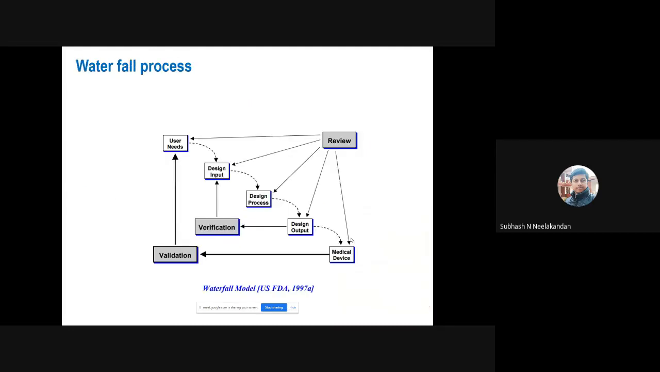Moving to the next one, we already discussed the waterfall process. So just to conclude it, it starts with user requirements, which are dictated by the clinical team, the regulatory team, statutory requirements, and business requirements. Followed by that, design inputs will be generated. Various methods can be used for the design process. It should result in acceptable criteria and design outputs. Finally, a medical device will be developed and the device will be verified whether it is meeting the design input.